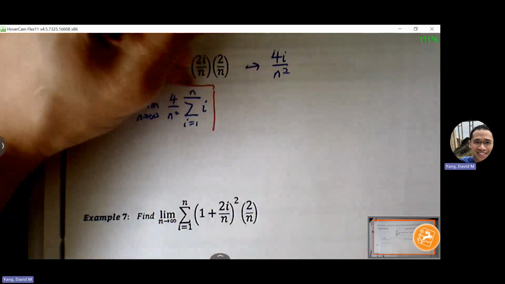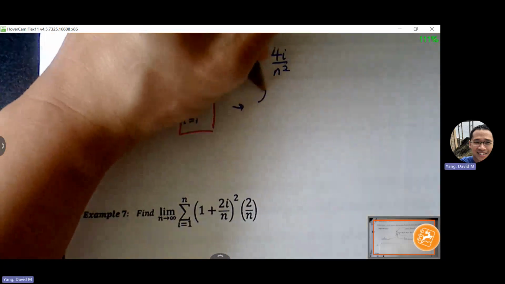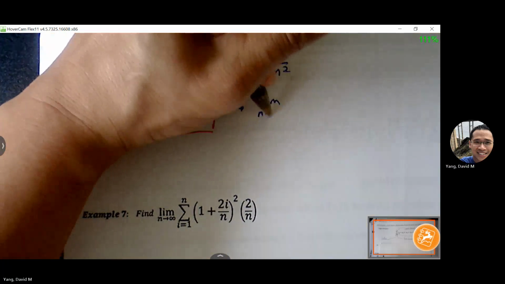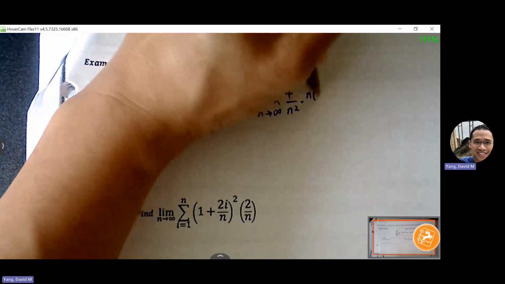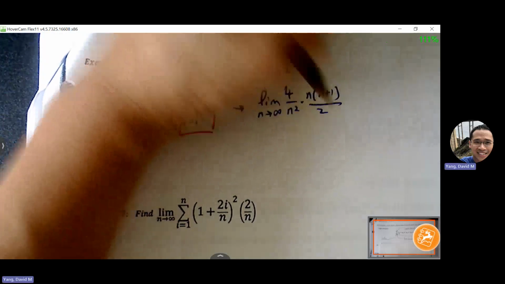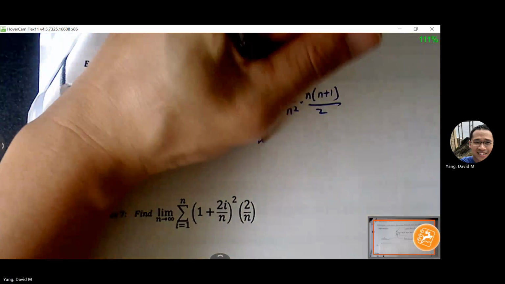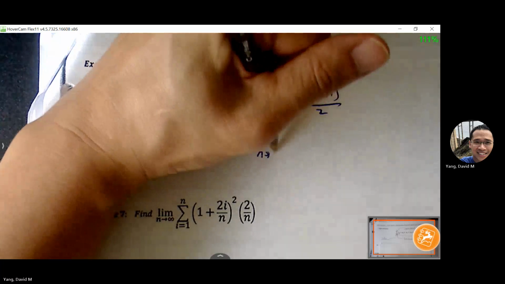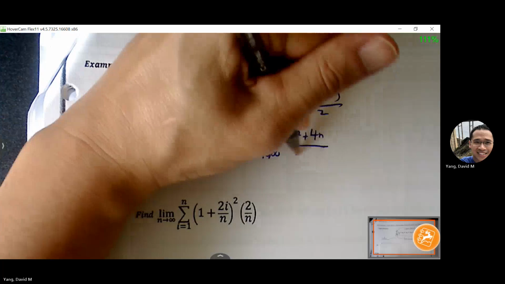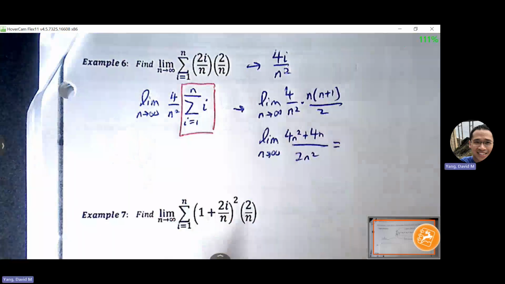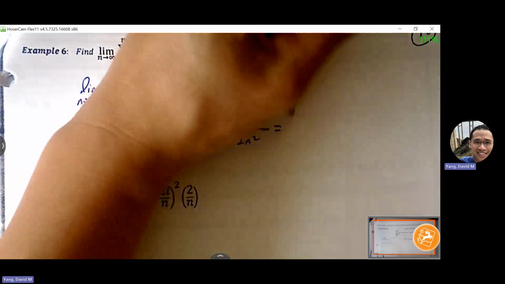So summation from 1 to n of i, if you look back on the previous page, is n times n plus 1 over 2. Compare degrees, my limit is simply what? 4 over 2, which is 2.